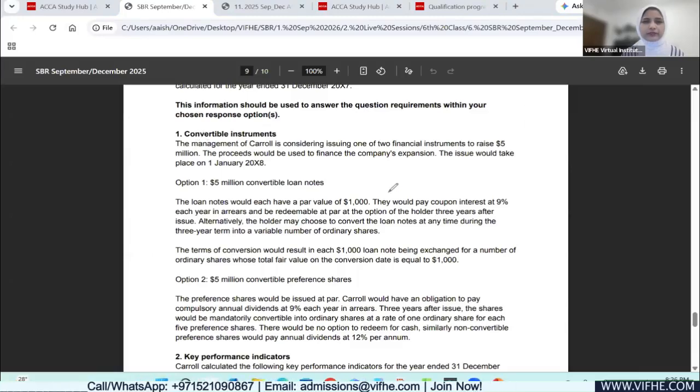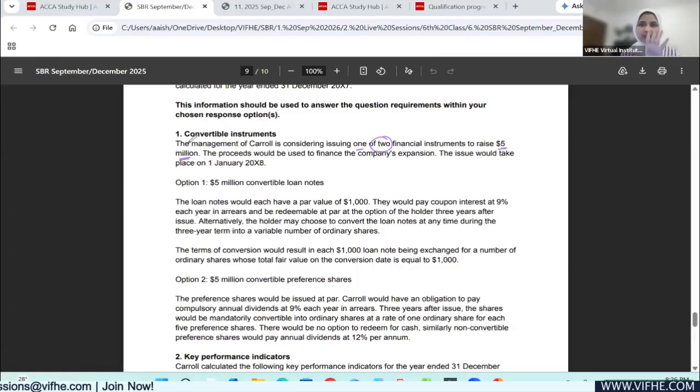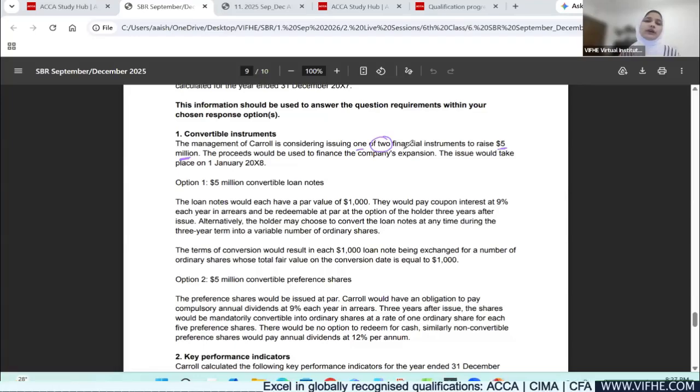Now, coming to convertible instruments, the management of Carol is considering issuing one of the two financial instruments to raise 5 million. They want to raise 5 million only. They have two options. The proceeds would be used to finance the company's expansion. When they issue either of the financial instruments, they're going to get 5 million, which they will use to expand the company. But they have to always think about which would be the better option, because how would the company's performance look? How would the KPI look?